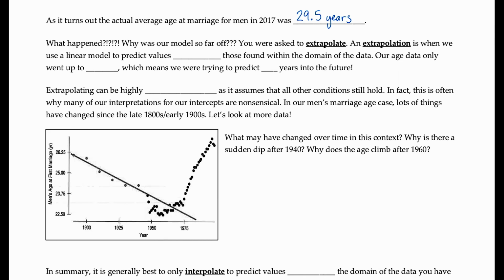Well, what we just did there is something called an extrapolation. We were asked to extrapolate. An extrapolation is when we use a linear model to predict values outside of those found within the domain of our data, okay? Our age data only went up to 1940, which means we were trying to predict 77 years into the future. That's a lot into the future that we're trying to predict there.